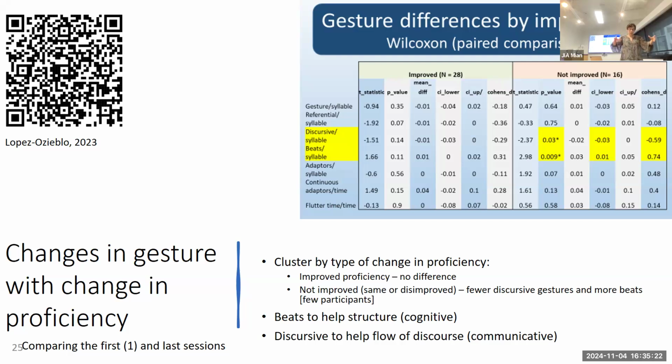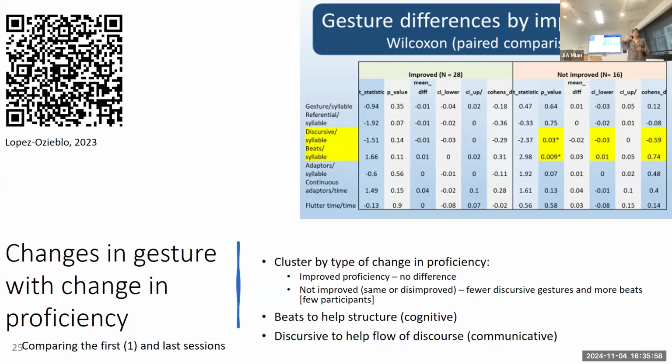So again, we looked at everything. Guess what? We couldn't find anything. There did not seem to be any patterns in change of proficiency with change of gesture. We thought, okay, maybe we're mixing up all the data that we have. Let's separate it. So we looked at those individuals who had improved and those individuals who had not improved, because we did actually have individuals who had not improved their proficiency.